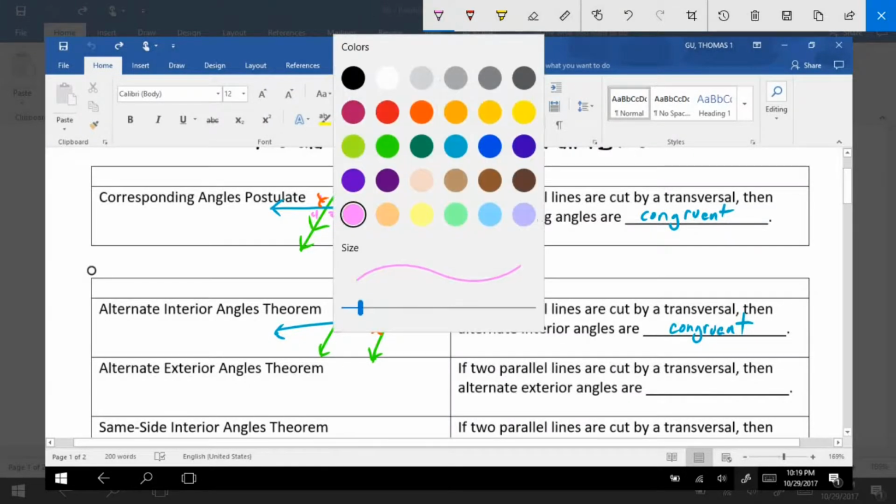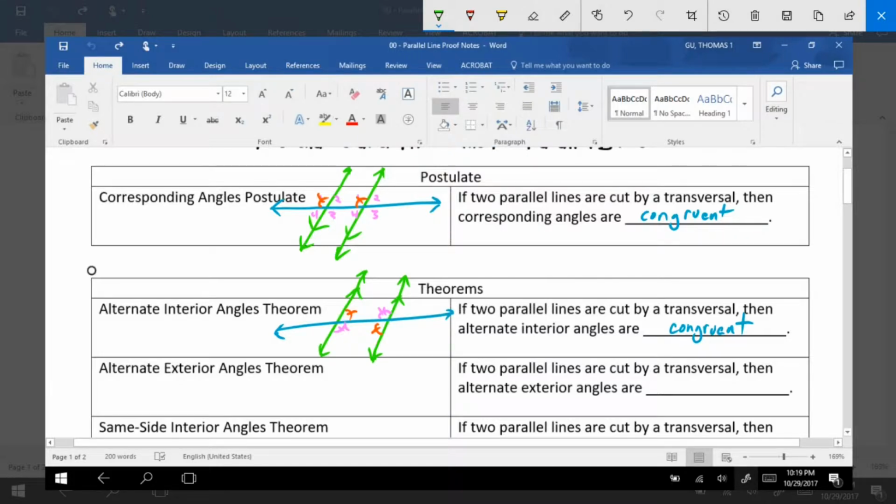Now we have the alternate exterior angles theorem. So let me draw another picture. I'm going to change it up because I'm running out of space here. If two parallel lines are cut by a transversal, here's my transversal, then alternate exterior angles are, once again, what do you think? Congruent. That's right, boys and girls, congruent.